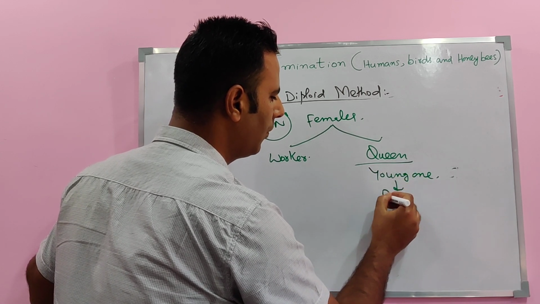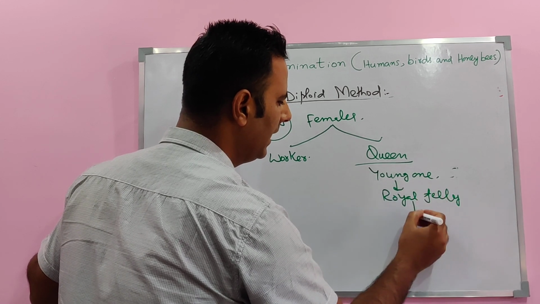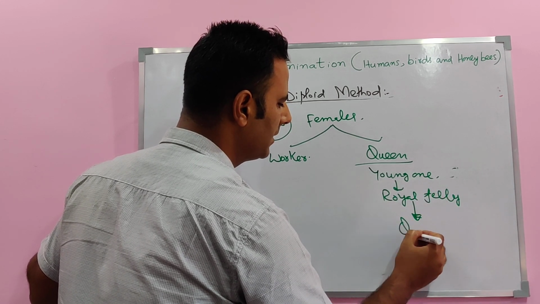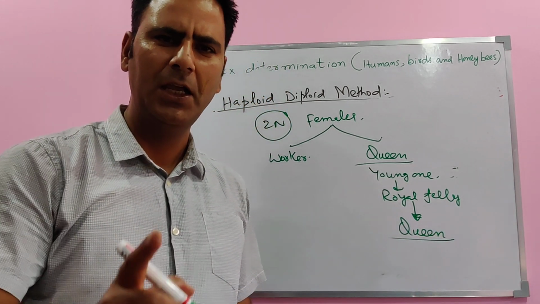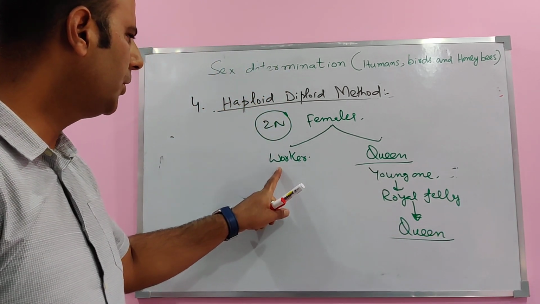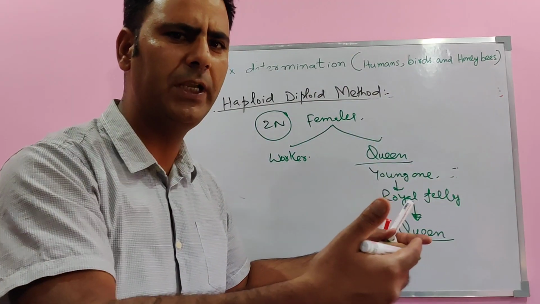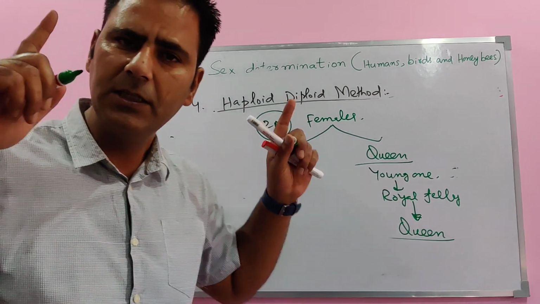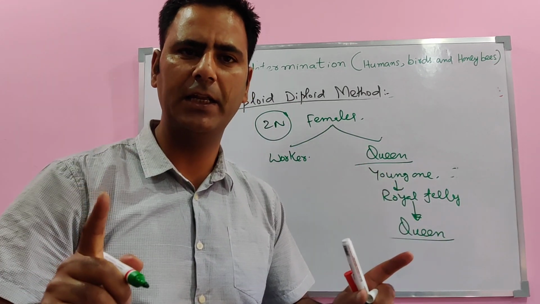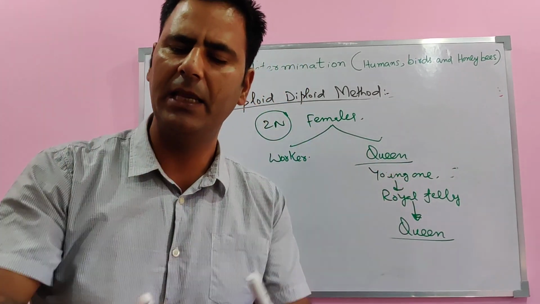Which is being fed royal jelly. And that young one is the future queen. It means if we have to differentiate a worker and a future queen, or future workers and future queen, we can say it is the type of food. There is nothing genetic. The genetics of a worker and the genetics of a queen are the same.